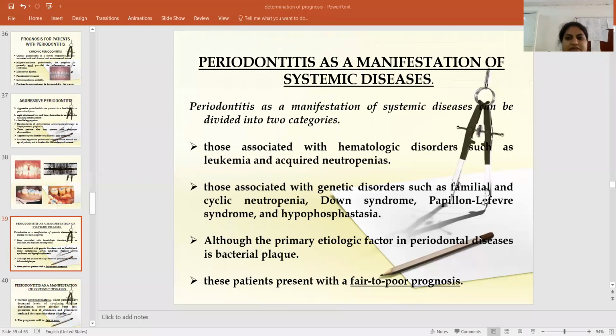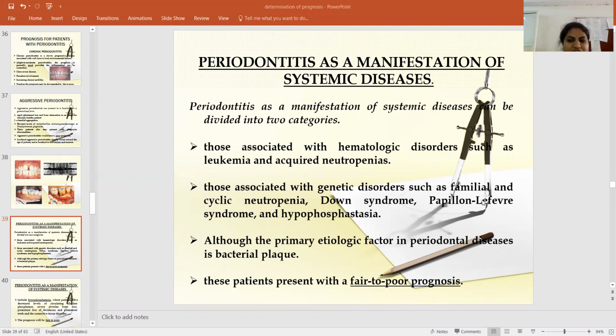Now, the periodontitis as a manifestation of systemic disease. Periodontitis as a manifestation of systemic disease can be divided into two categories: those which are associated with hematological disorders such as leukemia and acquired neutropenias, and those associated with genetic disorders such as familial cyclic neutropenia, Down syndrome, Papillon-Lefevre syndrome, hypophosphatasia.